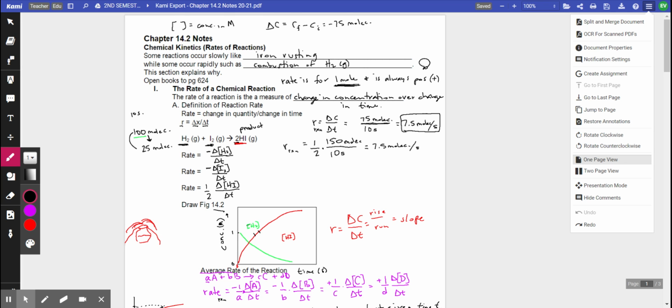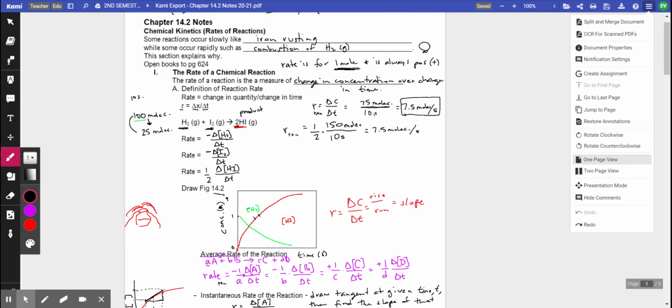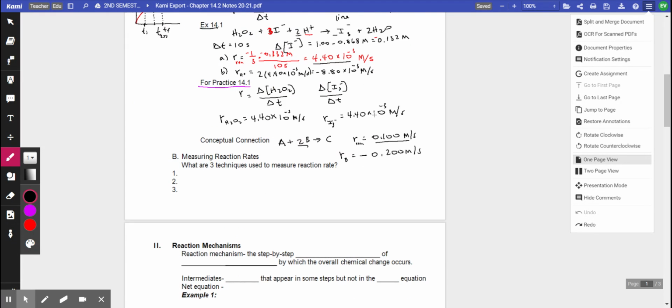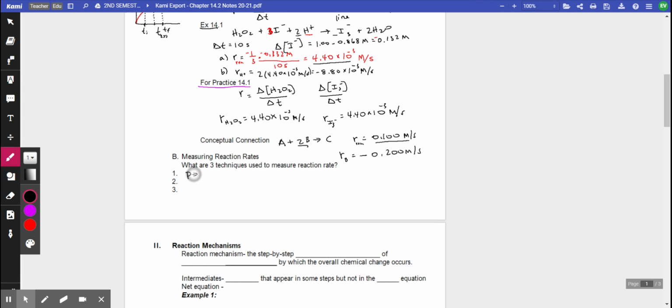Hi guys, today we're going to finish up the chapter 14.2 notes, starting off with the 3 techniques used to measure reaction rate. Found on page 628, we have polarimetry, which is the reflection of light, which would be different for the reactants and the products, and so we can tell what sample is in there based on the polarity.